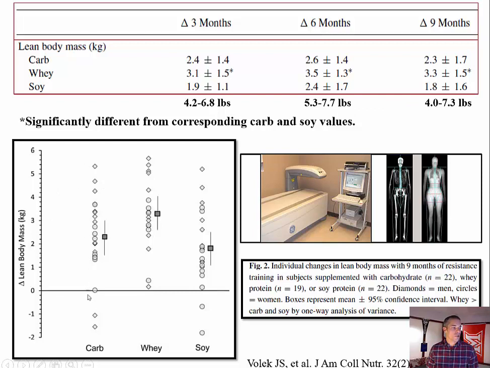Looking at the individual subject responses here, looking at changes in lean body mass, this is at 9 months compared to baseline, showing that resistance training was effective in the majority of individuals in increasing their lean body mass over time.